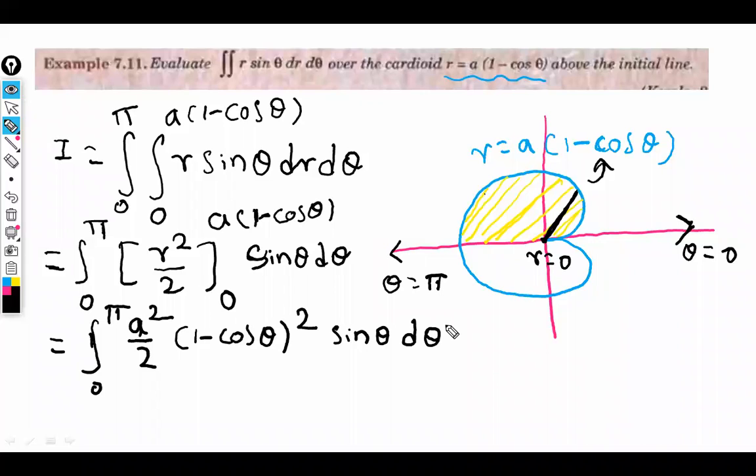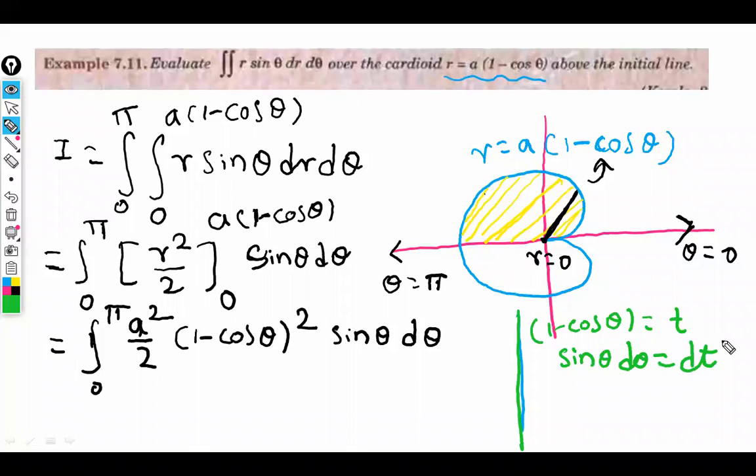So 173. Now tell me how to integrate. Yes, we will take 1 minus cos theta as t. That's good. I will take it here in this rough line: 1 minus cos theta as t. Then differentiation on both sides: sine theta d theta is dt. Yes, sir, the derivative of cos is minus, and minus minus is plus.